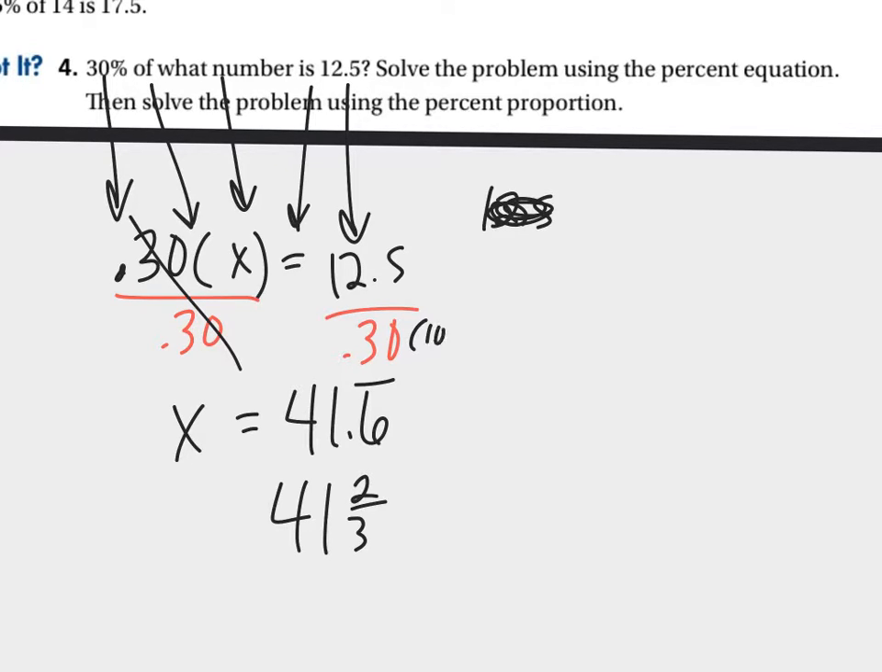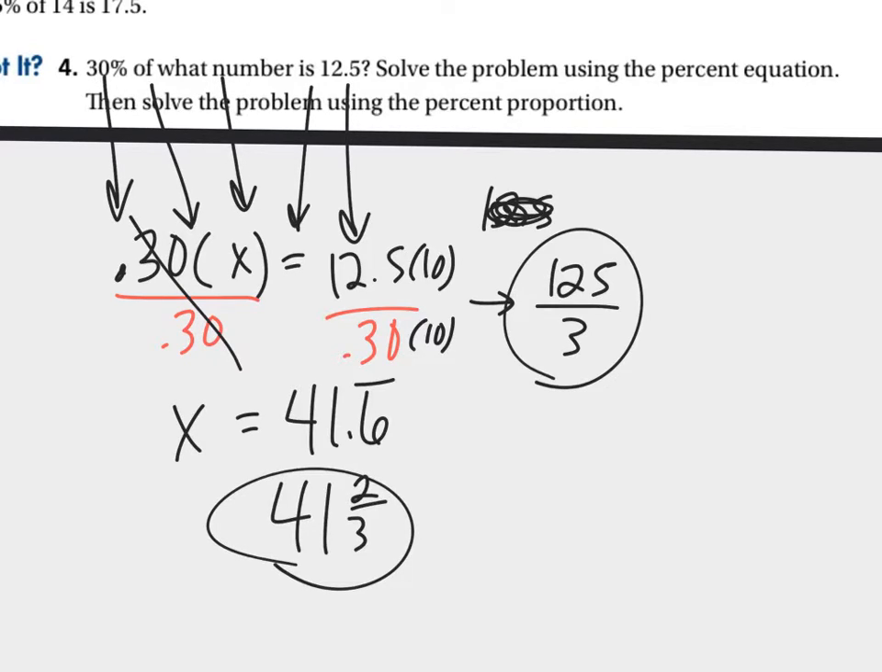Kind of like if you multiplied both of these by 10, that would clear out your decimal, which would be 125/3. So probably one of those two would be a good answer to have. It is technically the 41.6 repeating. Generally, we'll try to get them as fractions if we can.